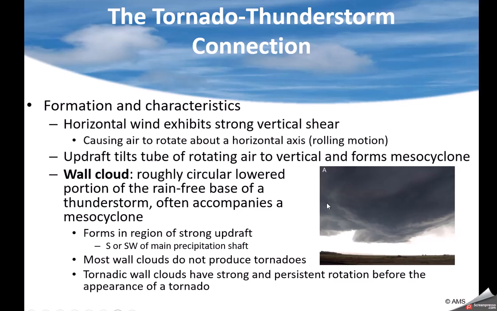Wall cloud is again something, if you're out and you see this, where the flat base rotation on the bottom of the cloud, that is where you might expect to find a tornado. So I think that's about enough out of this. Let me know if you have any questions on all of this.